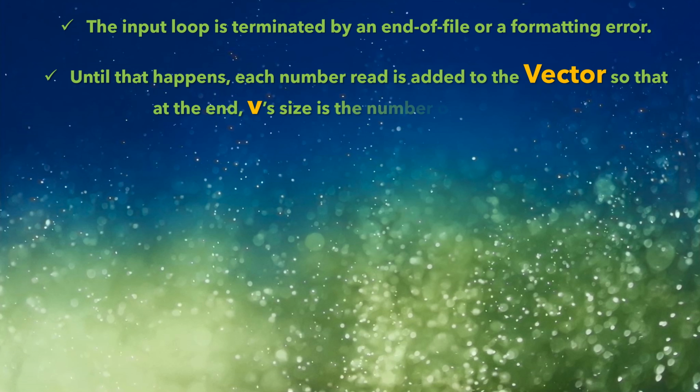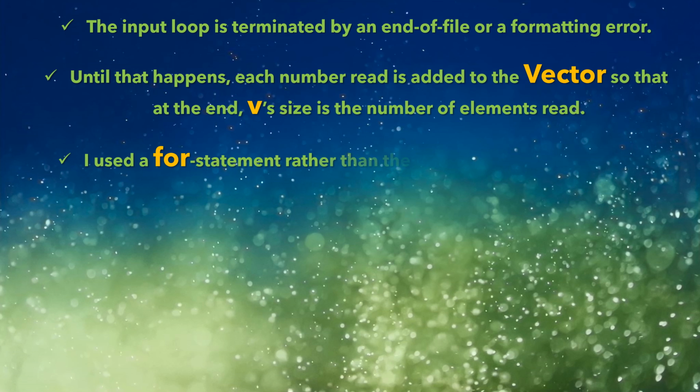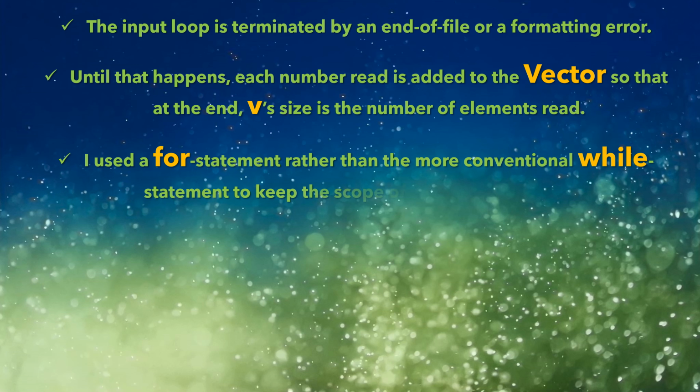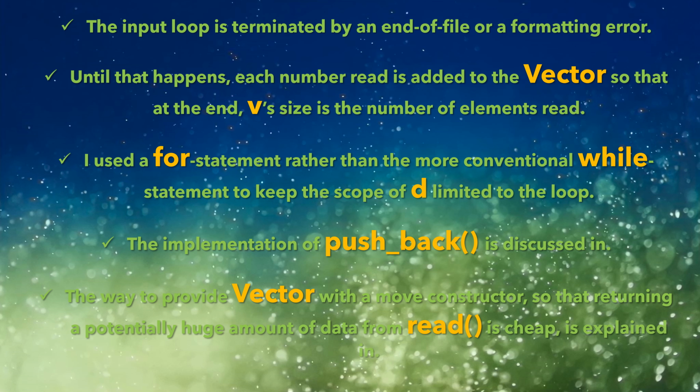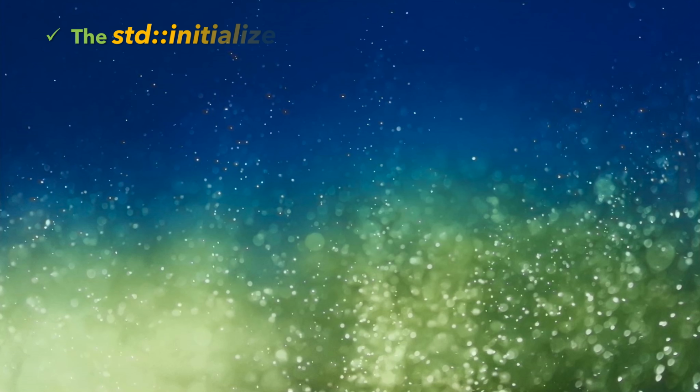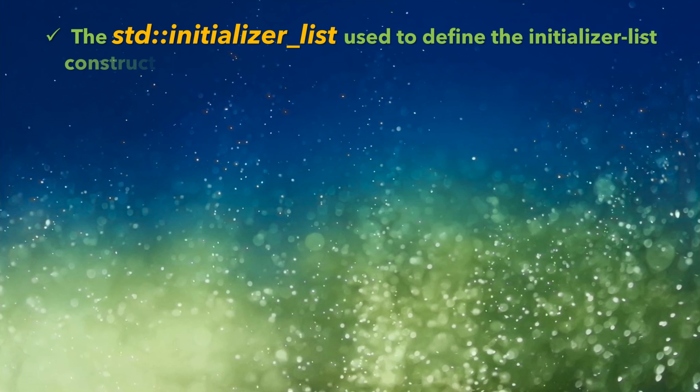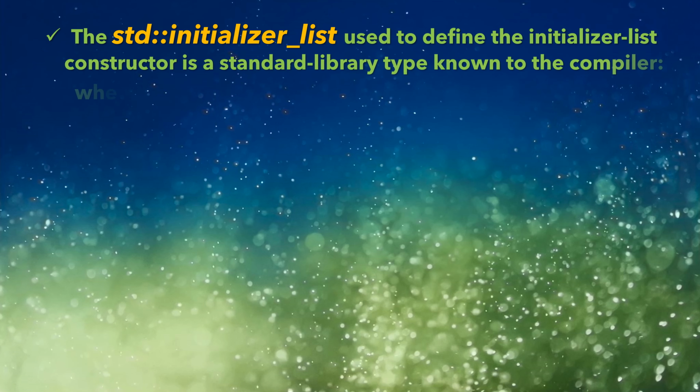Until that happens, each number read is added to the vector so that at the end, v's size is the number of elements read. I used a for statement rather than the more conventional while statement to keep the scope of d limited to the loop. The implementation of push_back is discussed in a later section. The way to provide vector with a move constructor, so that returning a potentially huge amount of data from read is cheap, is explained in a later section.